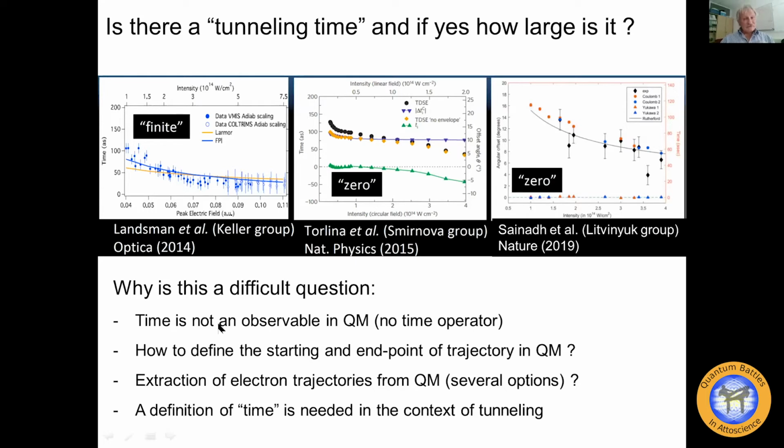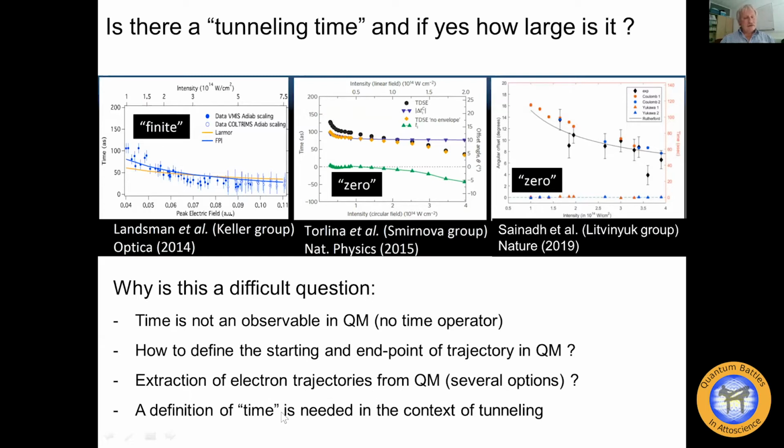And why is it so difficult? Because time is not really an observable in quantum mechanics. We have no time operator, so it's hard to define even a time. And similarly, we cannot really define a starting and an end point of a trajectory in quantum mechanics. But this is needed in order to extract the time. And there are many options to characterize or define the trajectory of a quantum particle. But this depends then also on the interpretation and the picture that we are using.